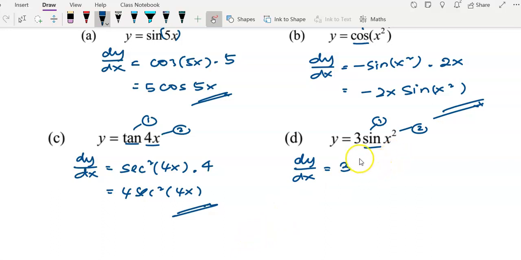Now, differentiate the first function, sine, I get my cos. And the x squared, just copy it down. After that, differentiate the inner function, you get 2x. Then you simplify, you get 6x cos x squared. That's it.